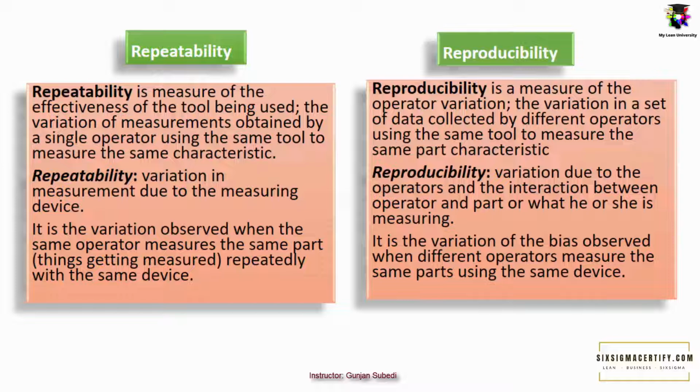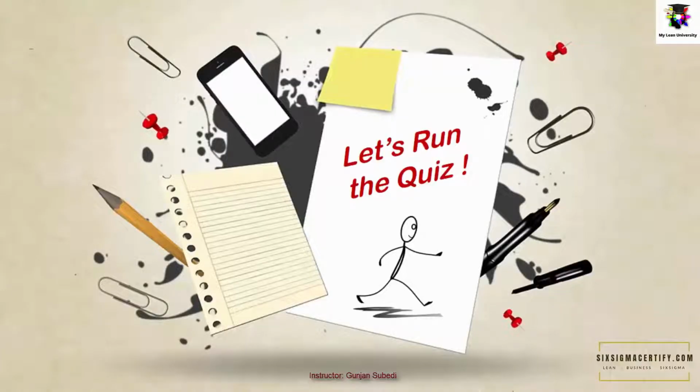Repeatability is the variation in measurement due to measuring device. It is the variation observed when same operator measures the same part repeatedly with the same device. And reproducibility is the variation due to the operators and the interaction between operator and the part or what he is measuring. It is the variation of the bias observed when different operators measure the same parts using same device. Well, we have come to the end of the lecture.